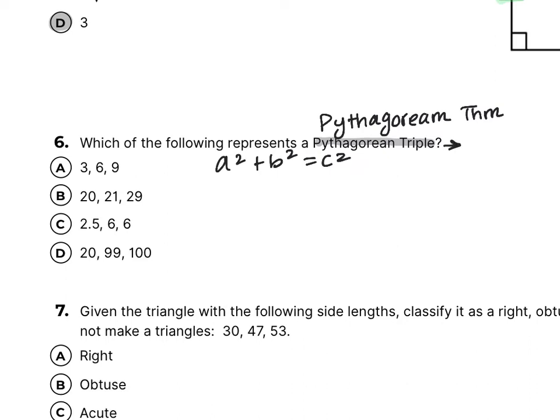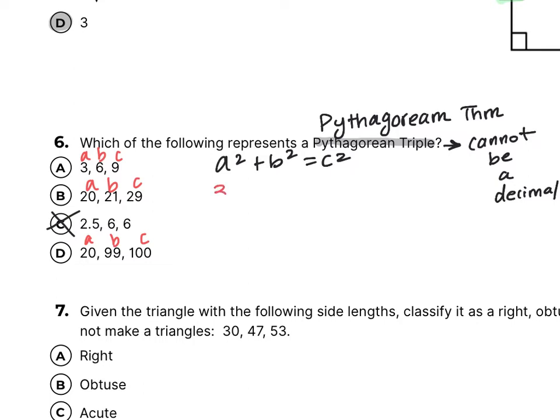Keep in mind that a Pythagorean triple cannot be a decimal. So that eliminates answer choice C, because we cannot have a decimal in a Pythagorean triple. So now I need to label the rest of this as A, B, C, and figure which one would give me a squared plus b squared equals c squared. So you can do that on the calculator, but I'll show you the work.